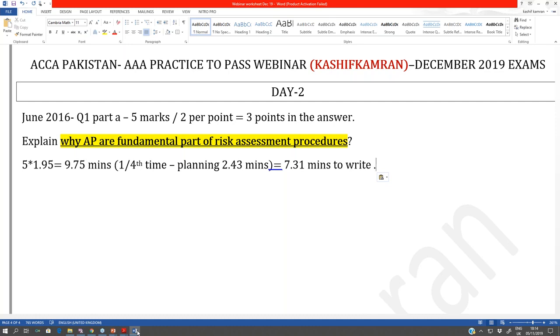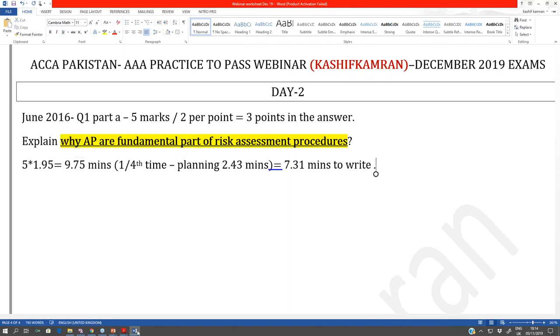So this is the June 16 question in front of you: 5 marks and 2 marks per point, so we need to write a 3-point answer. Explain why analytical procedures are a fundamental part of risk assessment procedures. The examiner is asking a very basic knowledge question from a student of audit: why are APs a fundamental part of risk assessment procedures? So let's start to construct the answer, focusing on why analytical procedures are part of risk assessment procedures.